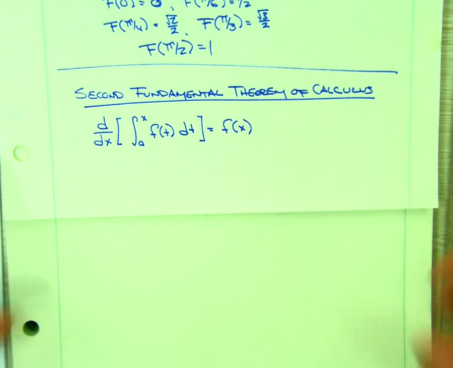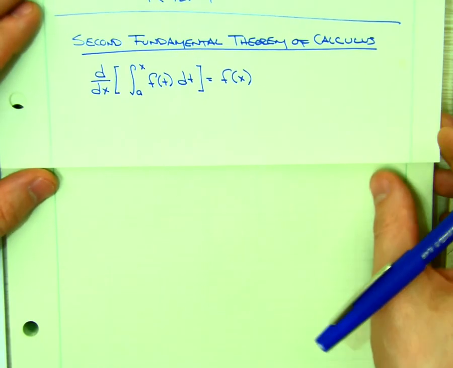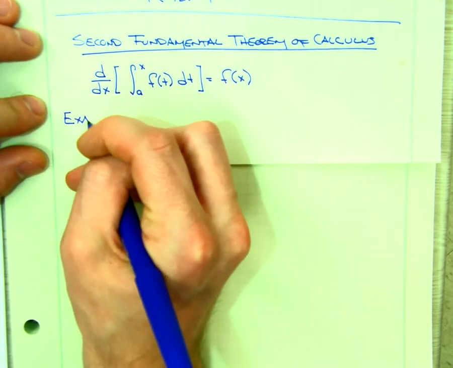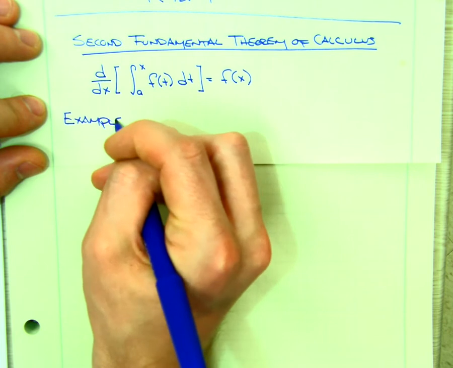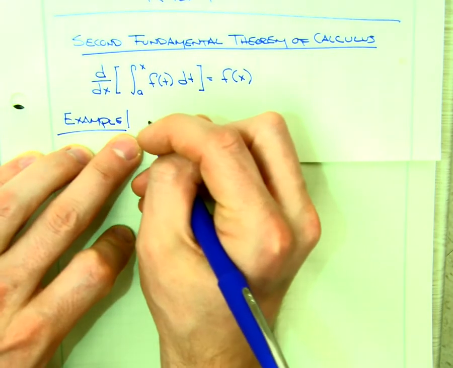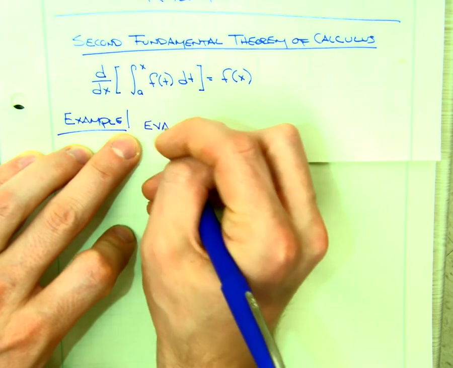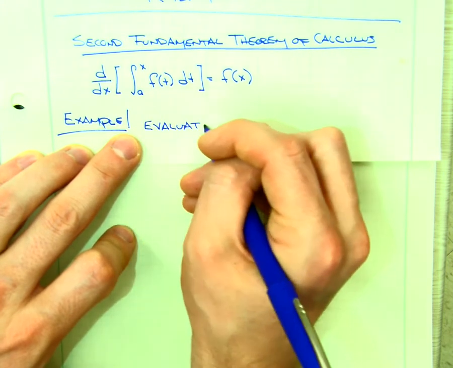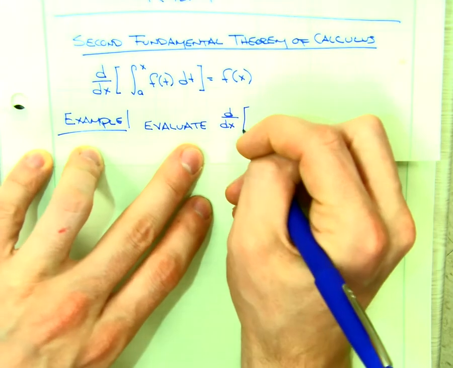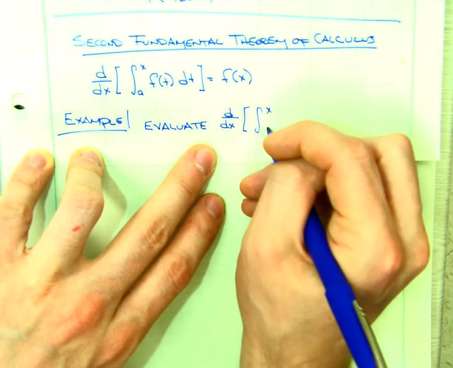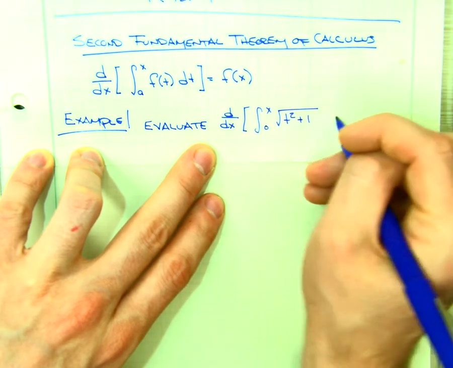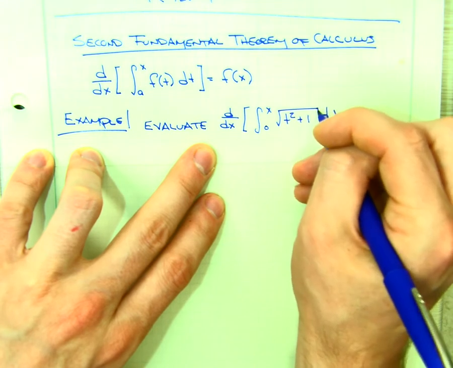Now I'm going to start you guys off with a simple example, and we're going to go into a little bit more complicated example. A simple example of where to use this is if I just straight told you, okay, I want you to evaluate d/dx of the integral from 0 to x of the square root of t squared plus 1 dt.